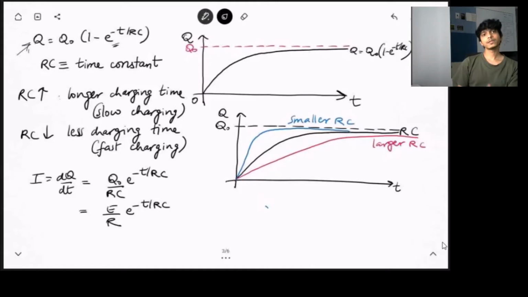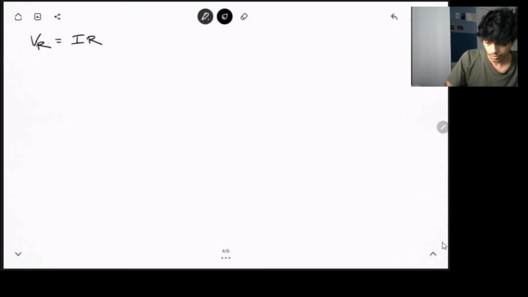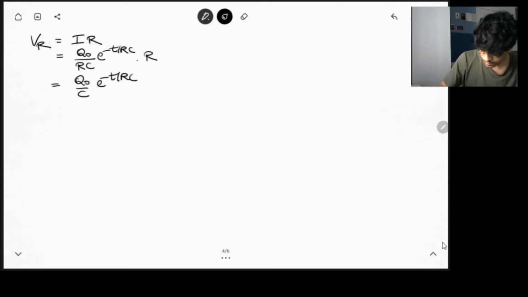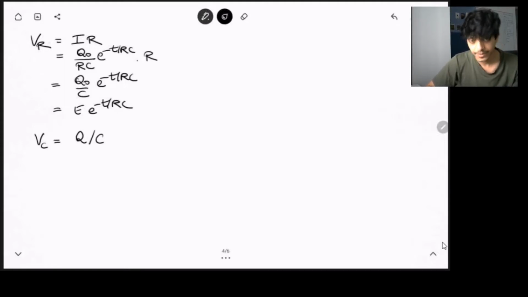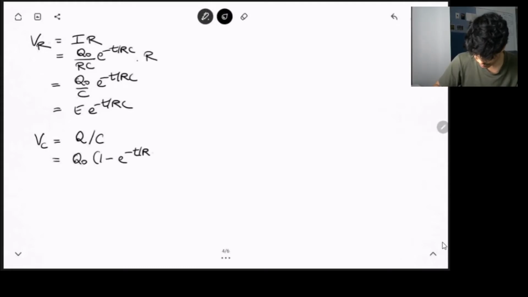How about the voltage? What is the voltage, the potential difference across the capacitor, and what is the potential difference across the resistor? So let's find out. Potential difference across the resistor is just current times the resistance, and current we calculated on the previous page. So this is Q0 over RC e to the minus t over RC times R, which is Q0 over C, or e to the minus t over RC. What about the potential difference across the capacitor? This is just the charge on the capacitor divided by the capacitance. So this looks like this: Q0 times (1 minus e to the minus t over RC) divided by C. Q0 over C is just E.